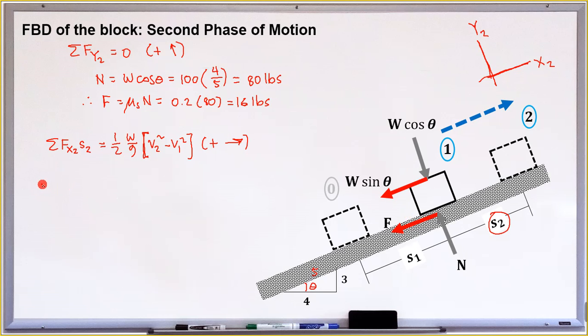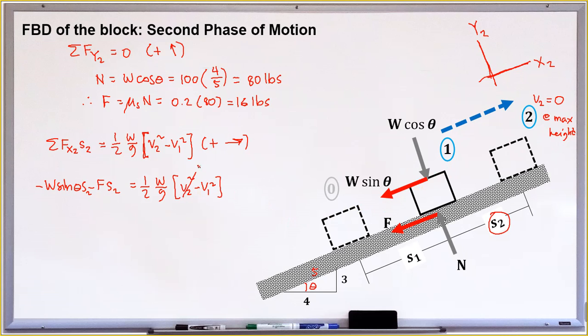So we have negative W sine theta minus F S2. I forgot S2 area. That is equal to 1/2 Wg and then V2 squared minus V1 squared. So ang V2 nato equal to 0 at max height niya nga ma-reach niya before pa siya mo fall back sa initial position.